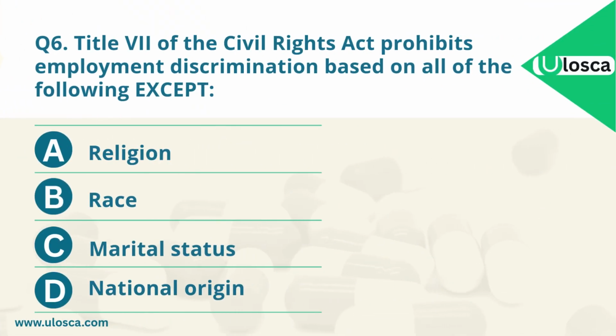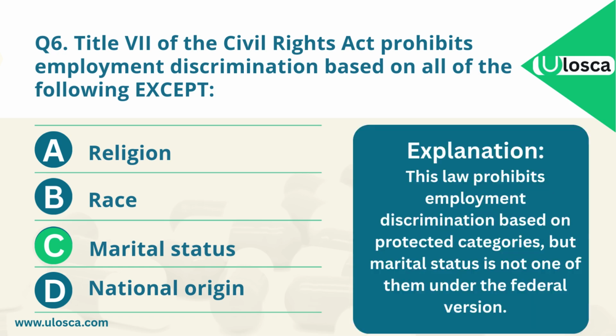The correct answer is C. Marital status. Explanation. This law prohibits employment discrimination based on protected categories, but marital status is not one of them under the federal version.